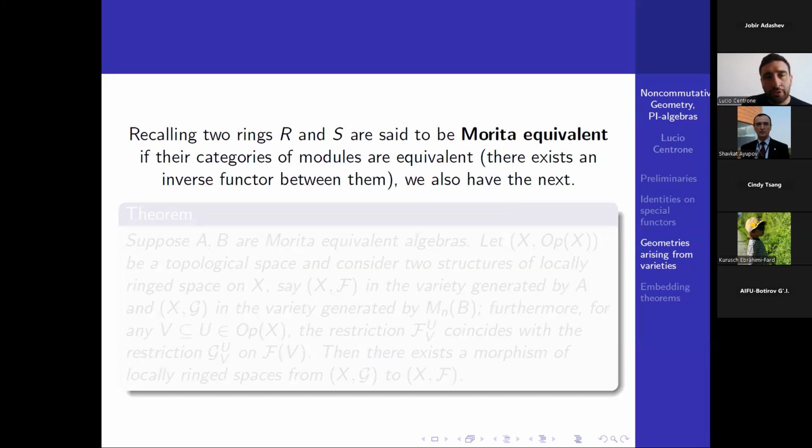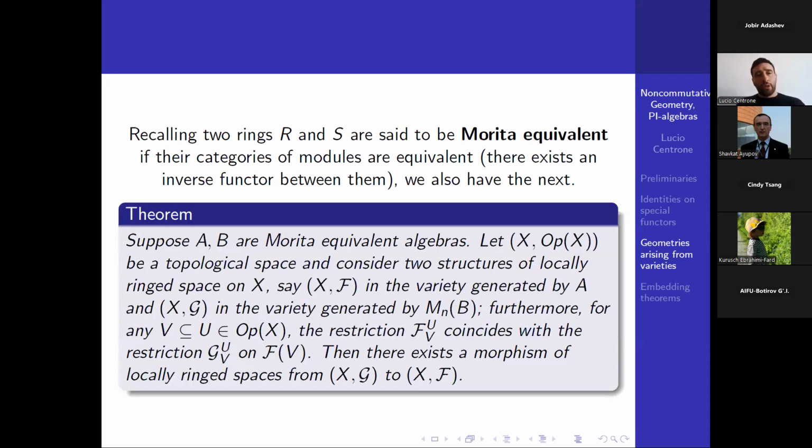We have also other results related to this argument. We recall that R and S are said to be Morita equivalent if their categories of modules are equivalent. This is simply a corollary, but it can be performed at the moment only in an associative environment. This doesn't work in a non-associative case. So if you have A and B Morita equivalent, and as before, you take a topological space and two structures of local ring space on X, XF and XG, with XG in the variety generated by B and XF in the variety generated by A, and you have the same technical condition as above, then we have a morphism of local ring spaces from XG to XF.